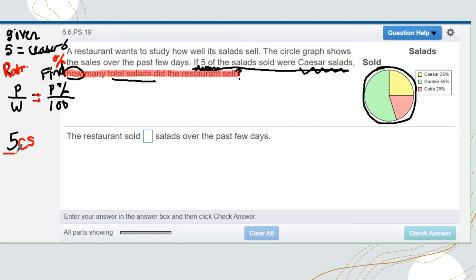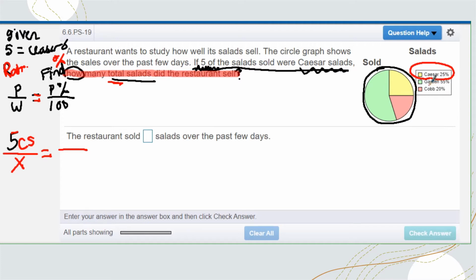And then I need to put the whole. It says the total number of salads, so I don't know what the whole is. I'm going to put a variable there. And since I have an equal sign in the middle, I need to find the percent that's equivalent to whatever is across from it. So I have 5 represented by the Caesar salad. So the percent that I need over here needs to be Caesar salad. So you have to put 25% in because 25% represents the Caesar salad.